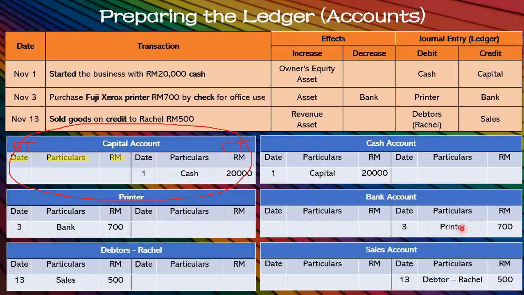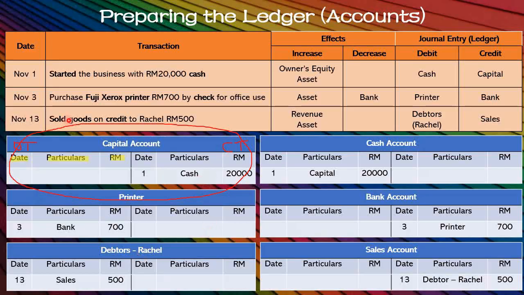Bila ada debit, mesti ada kredit. That's what it meant by double entry ya. Maka masukkan 2 kali. Satu transaction tu kadang-kadang awak boleh masukkan 2 ataupun 3 kali.